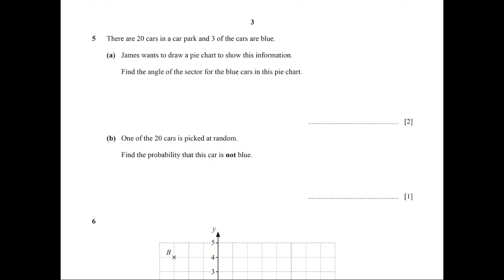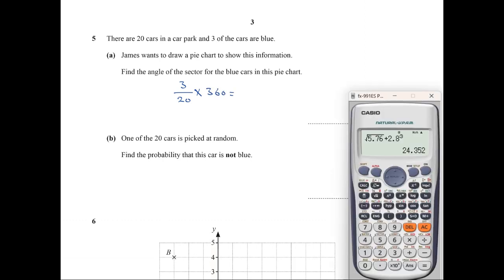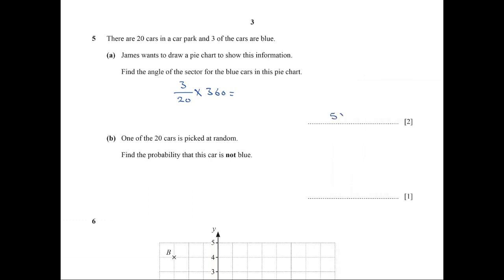Question 5a, there are 20 cars in a car park and 3 of the cars are blue. James wants to draw a pie chart to show this information. Find the angle of the sector for the blue cars. To find the angle, we put the number of blue cars over the total number of cars and multiply this fraction by 360. Using calculator, 3 over 20 times 360 is equal to 54.